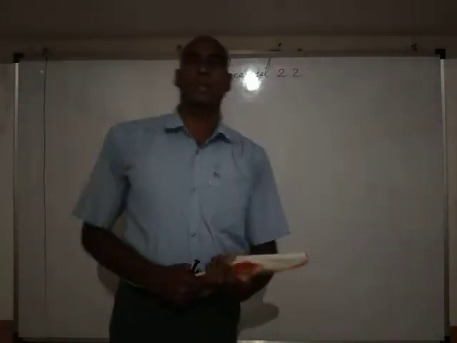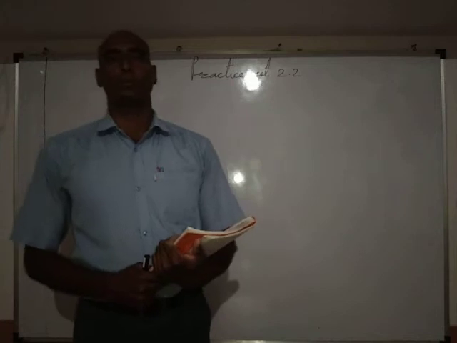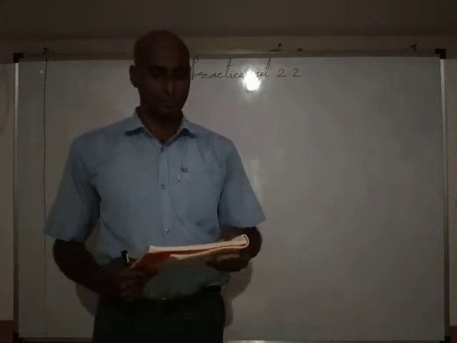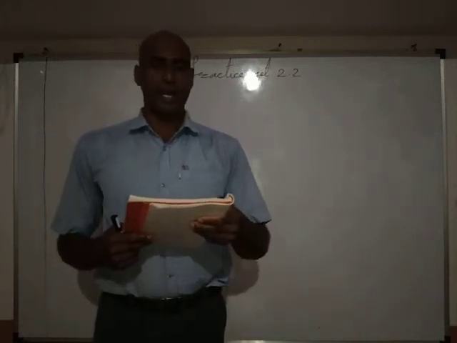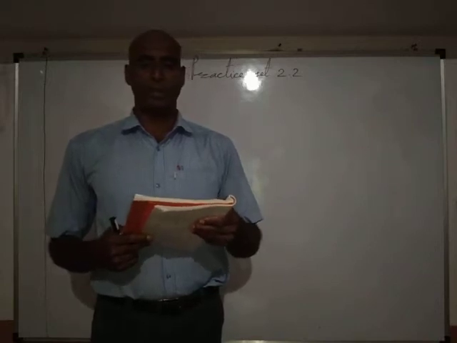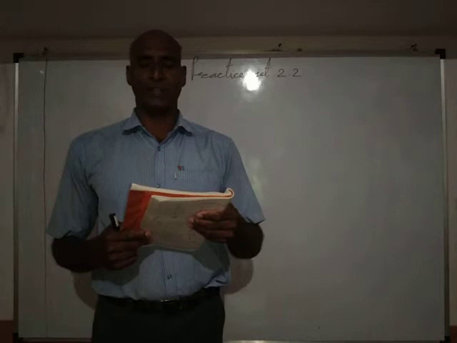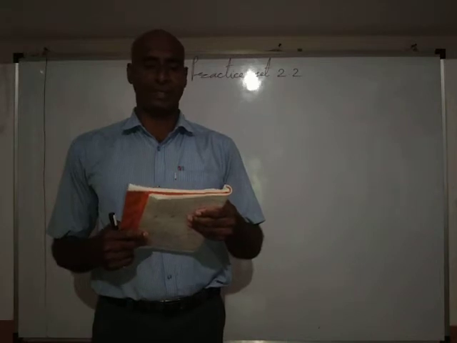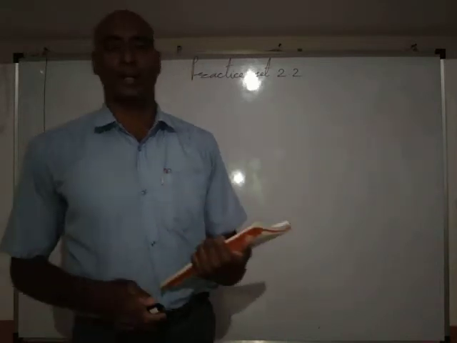Hello, let's solve practice set 2.2. Question first. In triangle PQR, point S is the midpoint of side QR. If PQ equals 11, PR equals 17, PS equals 13, find QR.